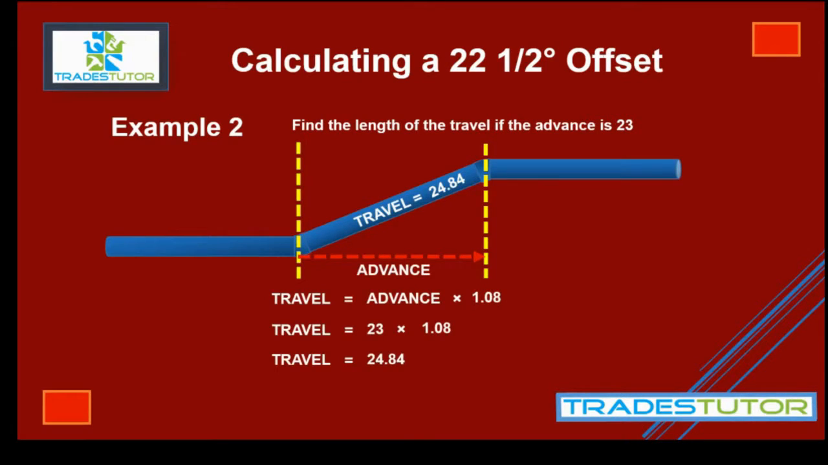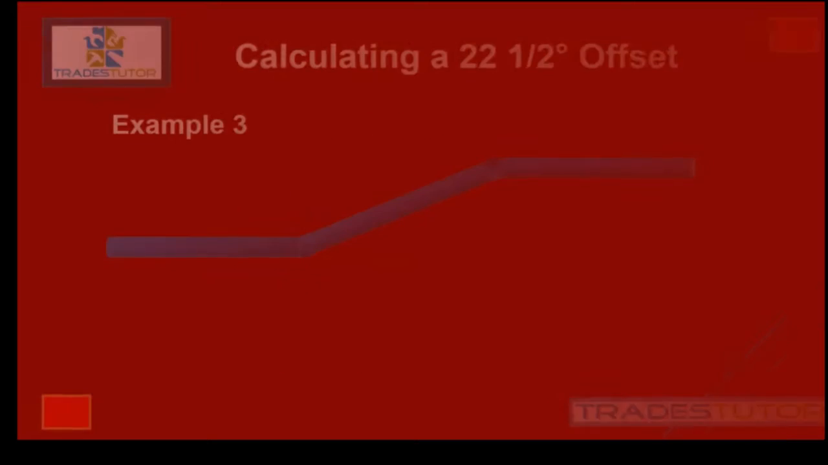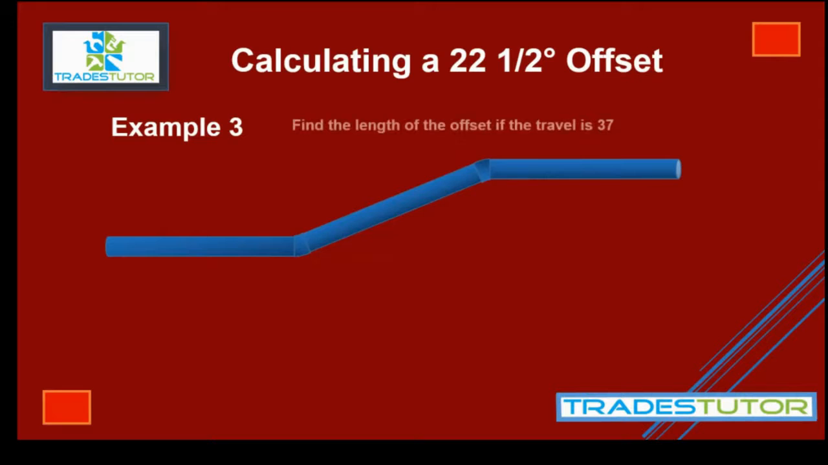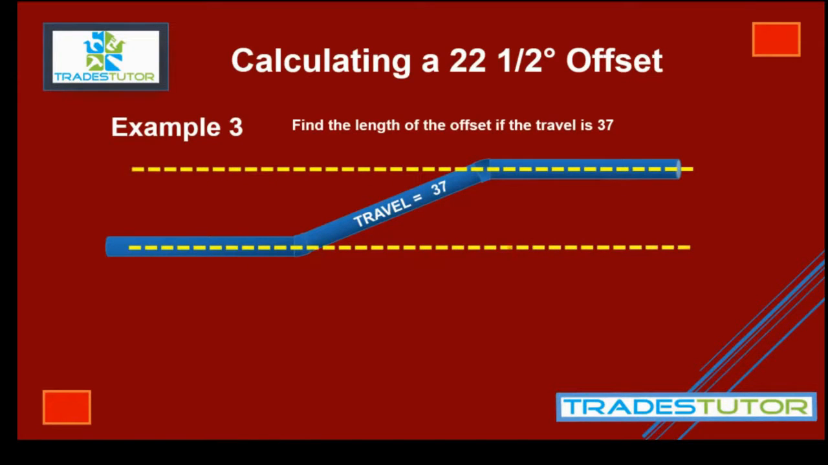Okay, I'm going to go through one more example. It's kind of the reverse now. We're going to try to find the offset given the travel. So the question becomes: find the length of the offset if the travel is 37. So the travel is 37. Put our lines back in. What's that offset going to be?